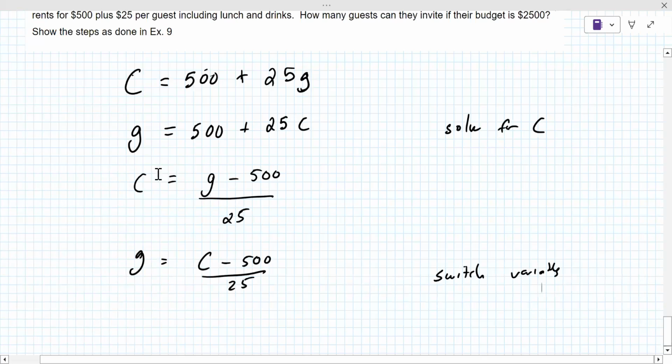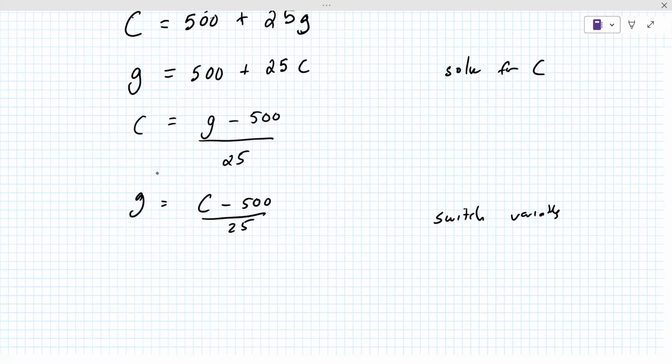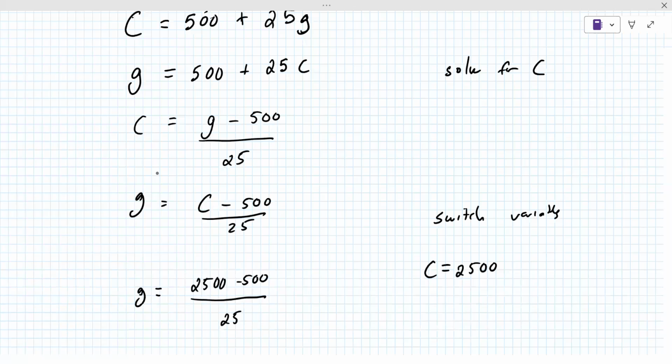It's conflicting with this. And then you substitute in C equals 2,500. So that's 2,500 minus 500 over 25, and that will give you the number of guests. I'm going to have to use the calculator. Yes.